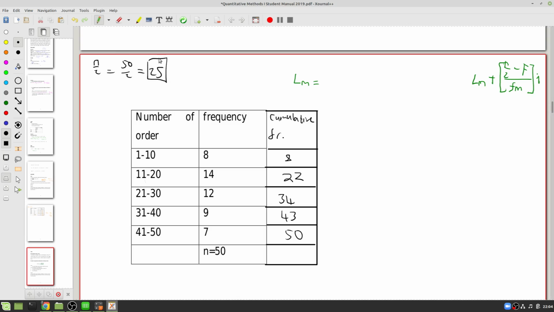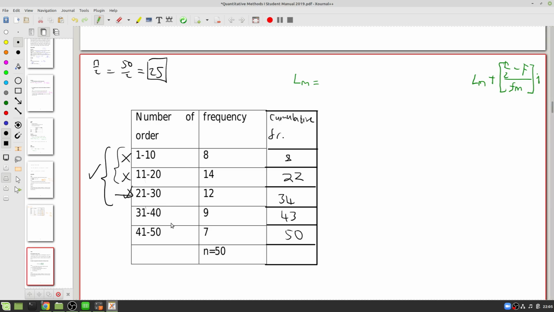So the 25th value, arranged from smallest to largest, will be our median. We see 8 values are in between here, so the 25th value cannot be in this class. That one's out. Then 22 values are in these two classes together. The 25th value cannot be in any of these two classes, so those two are out. 34 values in the first three together. So in the first three together, the 25th value must be in there, but it cannot be in these two, so it must be in this one.